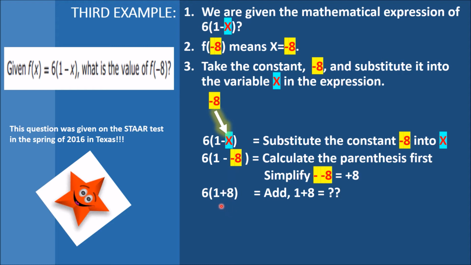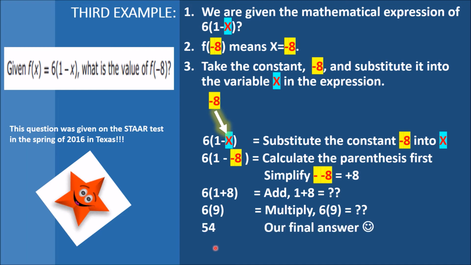So again, I'm going to look to see what's inside parentheses first. Inside parentheses, I have 1 plus 8. So what's 1 plus 8? Yeah, it's just 9. So I get 6 times 9. And so I'll multiply 6 times 9 now. So do that in your head or do it in your calculator. What is 6 times 9? Right, it's just 54. So this is our final answer, and look, we have a happy face.